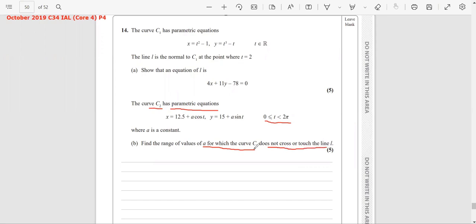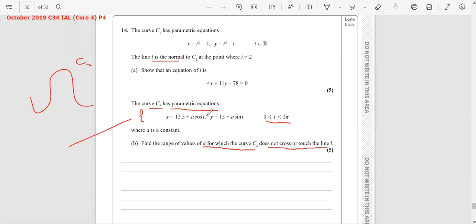So now C2, a new curve, for example, is drawn like this, and here is the line L, so they do not cross each other, and you have the parametric equation. So now we have the equation of line L. Line L is the normal of C1. Whenever these two do not touch or cross each other, you have two ways.